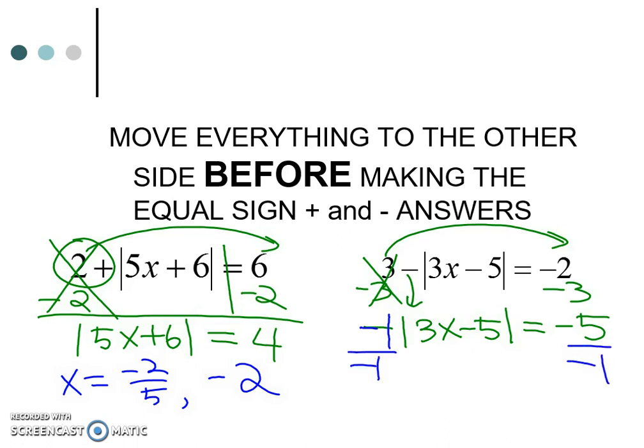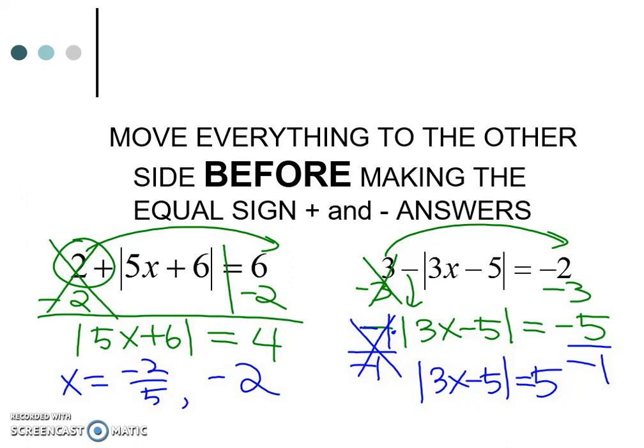And here, because this is times, you need to eliminate that negative sign. So you're going to write the absolute value of 3x minus 5 equals negative 5 divided by negative 1, which is positive 5. And you're going to use this to solve the problem. Please pause the video and solve for x from here.